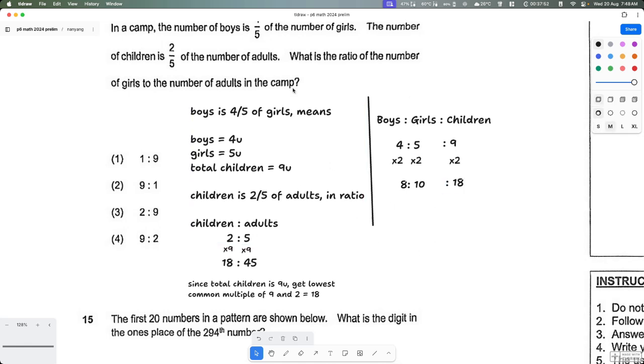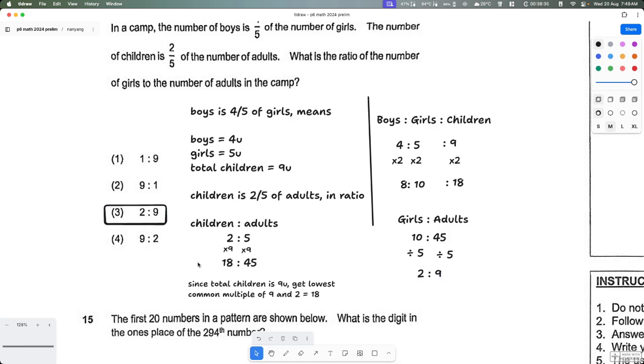So then now we want girls to adults. So girls to adults, which is basically girls is 10 and adults is 45. So we can divide this by... Wait, sorry. Ratio number of girls. Sorry. Yeah, divide by 5, 5 for both. Okay, and this will then become 2 over 9. Right. There you go. So that's the answer. 2 over 9.